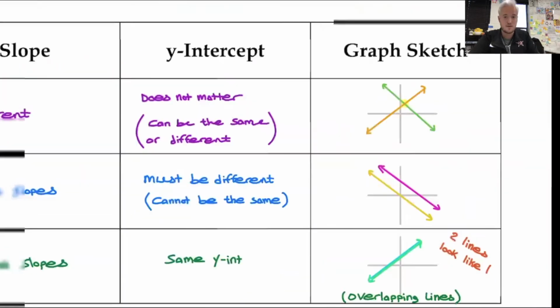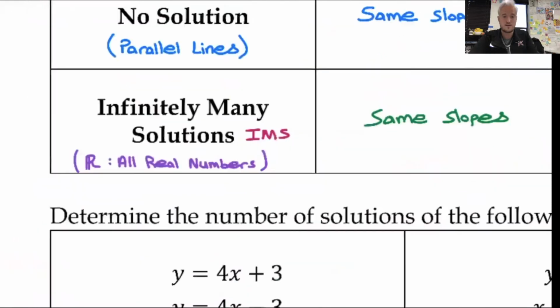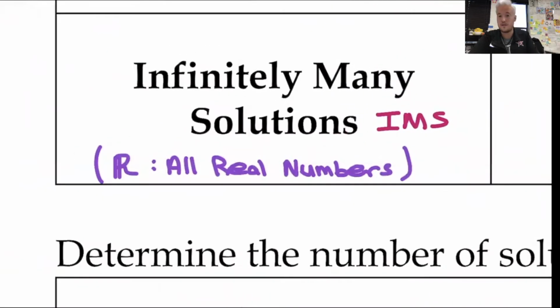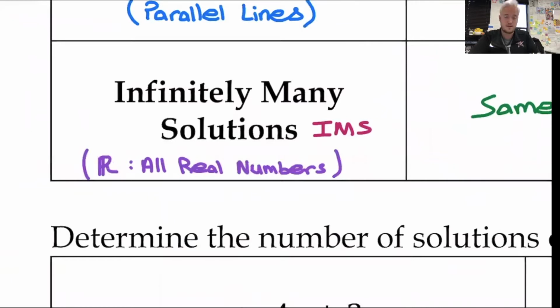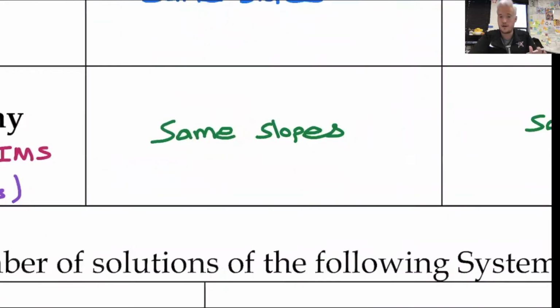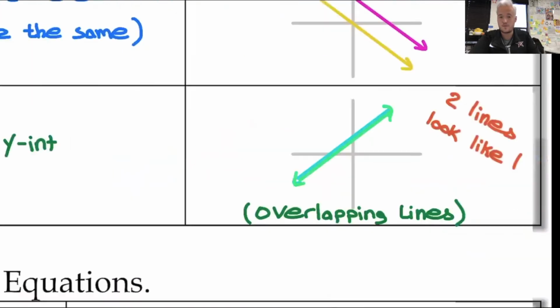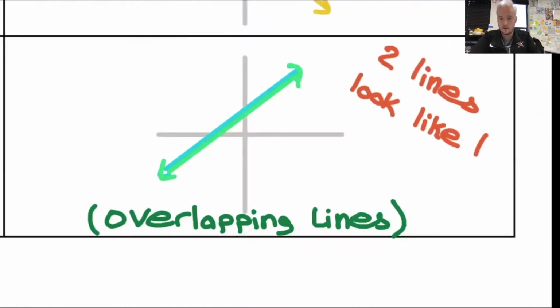All right, now looking at this very last one, it's what we called infinitely many solutions, or IMS. So you could also see the symbol for all real numbers or have it written out. There's a whole bunch of different ways that we could write infinitely many solutions. So what this looks like is 2 lines overlapping. So even though there's 2 or more lines on a grid, it only looks like there's 1 line, which means those are going to have the same slopes, the same y-intercepts, and those lines are going to be overlapping.